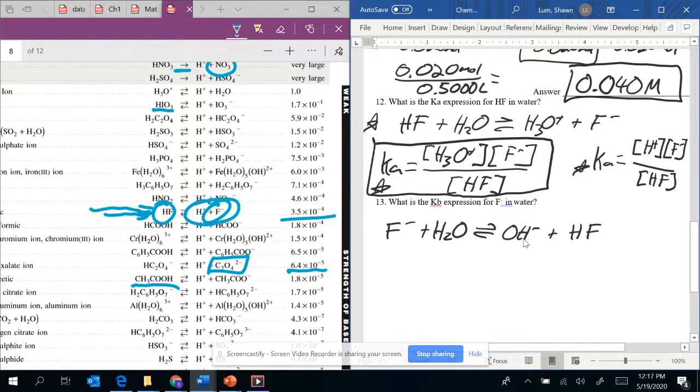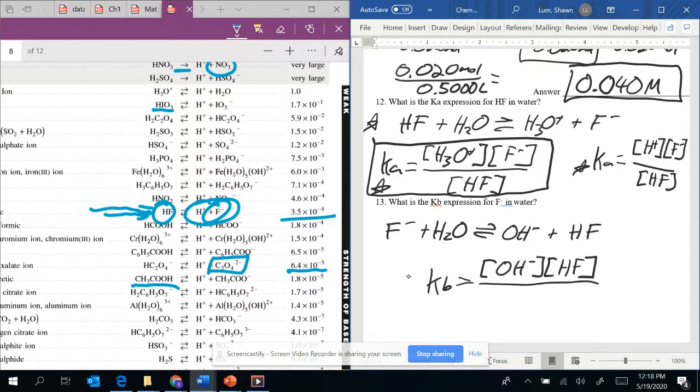Hopefully you figured out that Kb is like Ka, but the constant for the base, and so it's just products over reactants. In other words, the concentration of OH minus times the concentration of HF over, since water is a liquid so we don't put that in there, the concentration of F minus.